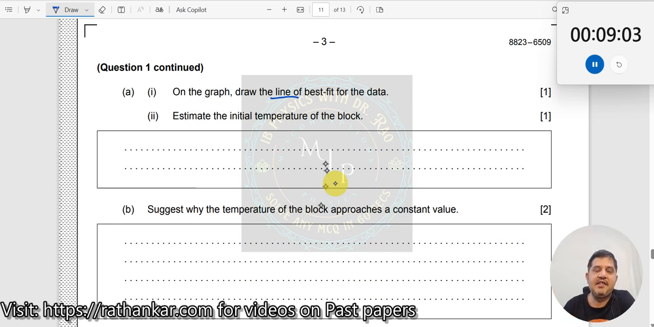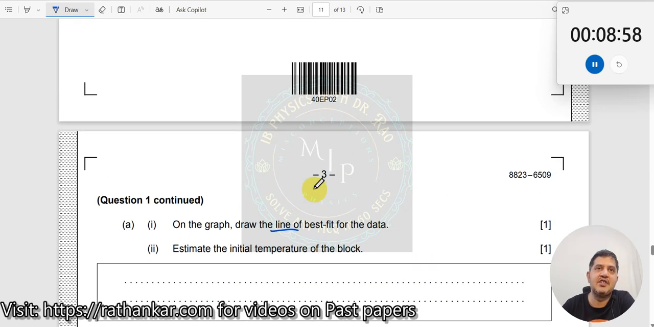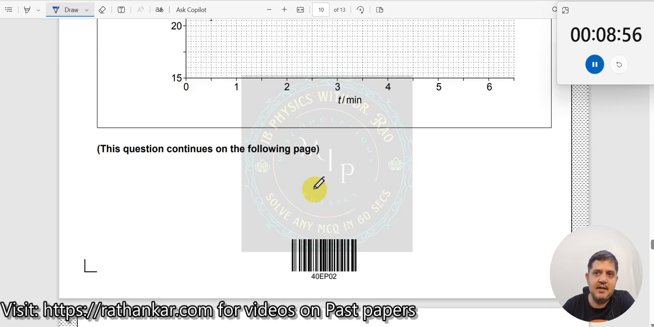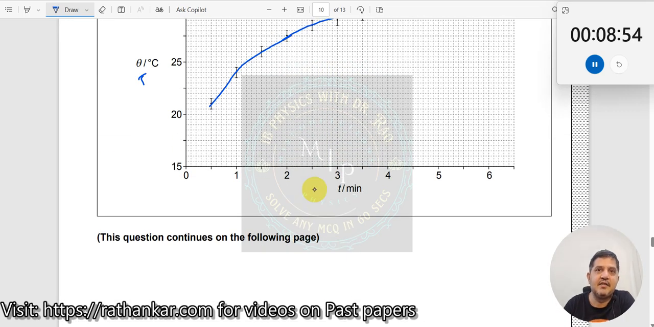Estimate the initial temperature of the block. Initial temperature. What do you mean by initial temperature? The temperature of the block at t equal to 0. Right? So at t equal to 0. Where is t equal to 0? It's here. See, the readings come only until here. So what should I do? I should take it carefully. I should take a scale here and then I should extrapolate this like this over here.